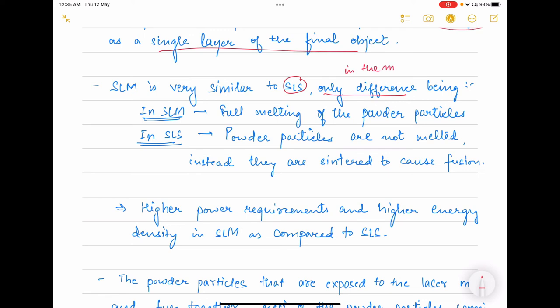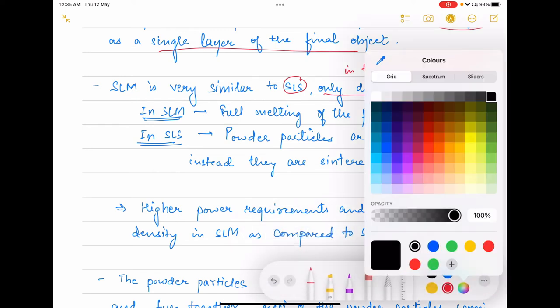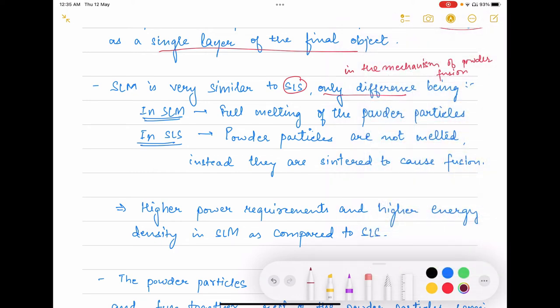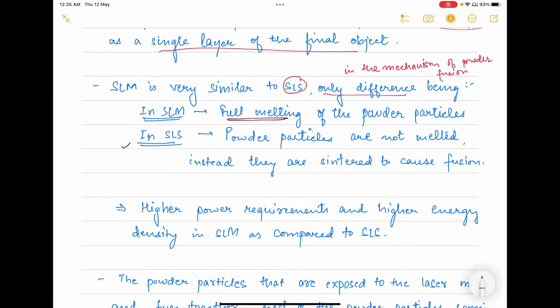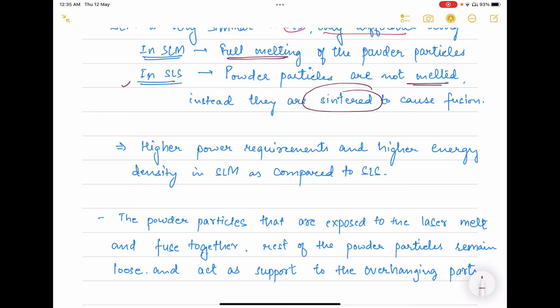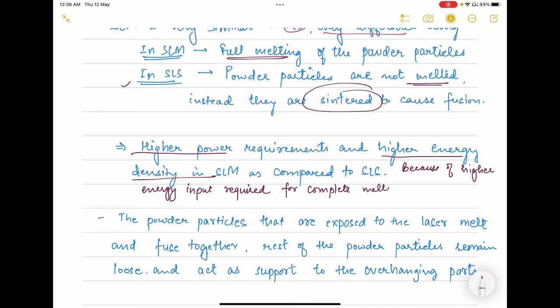In SLM, we have full melting of the powder particles, whereas in SLS, powder particles are not melted, instead, they are sintered. Okay? Because of the melting requirements, higher power is required so that there is higher energy density in SLM, because of the higher energy input required for complete melting of the powder.